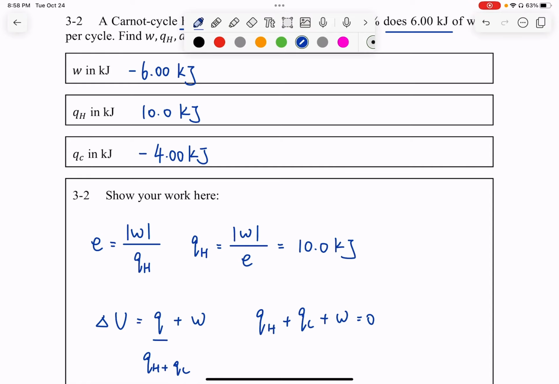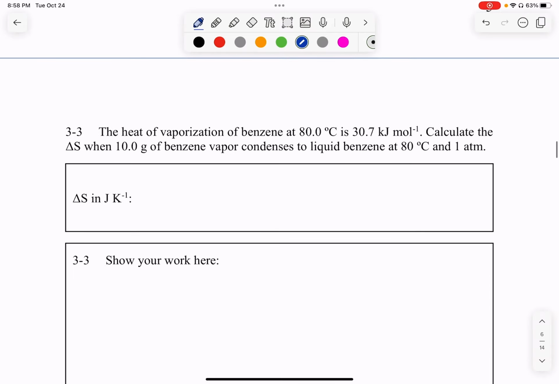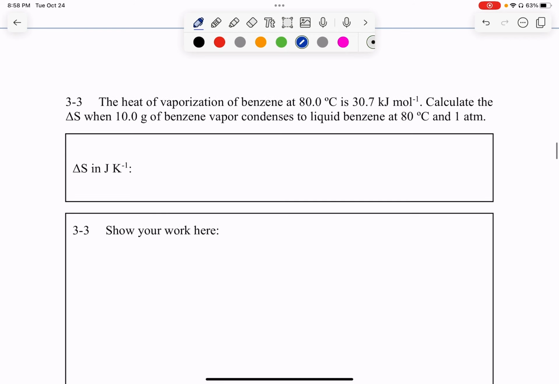All right, next up. The heat of vaporization of benzene at 80 degrees Celsius is 30.7 kilojoule per mole. Calculate delta S when 10 grams of benzene vapor condense to liquid benzene. So first of all, we're asked to calculate delta S. So we know that delta S for a reversible process. Now we know it is reversible because that's what the vaporization point for benzene is.